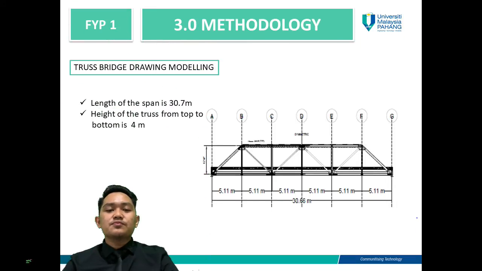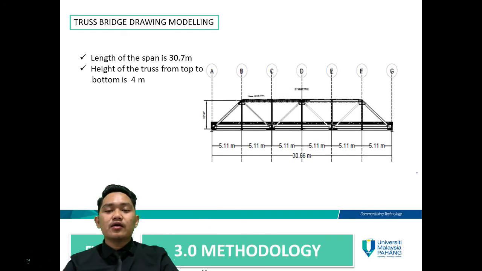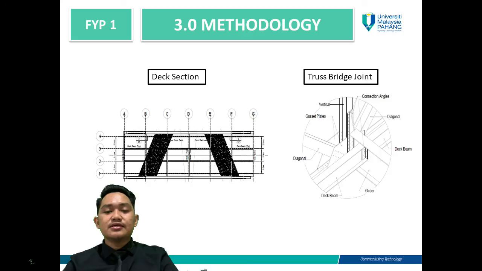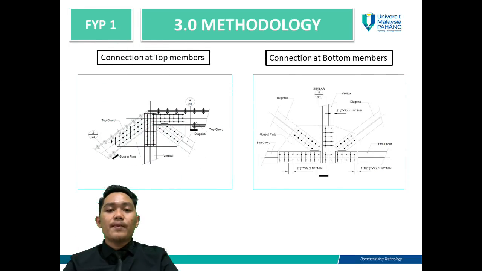Methodology. Truss bridge drawing model. This is not the actual drawing, but I made the consideration and discussion with my supervisor. The length of the span is around 30.7 meters. The height of the truss from top to bottom is around 4 meters. This is the deck section and the truss bridge joint: diagonal, deck beam, vertical, and the girder. This is the connection of the truss bridge for the top members and bottom members. We can see the bolt connection.